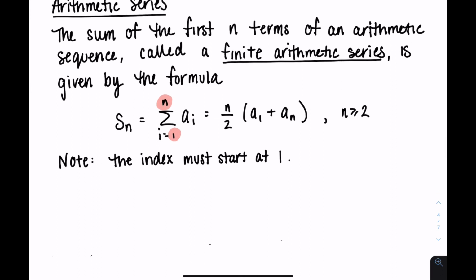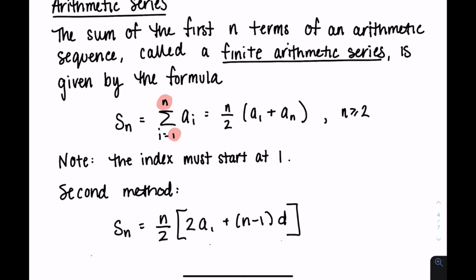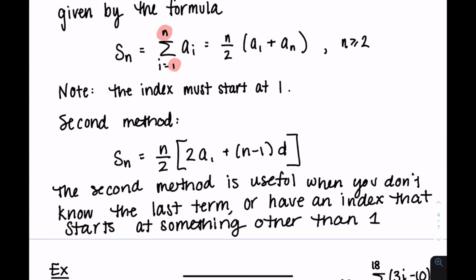So we have another formula that's going to help us out in the case that it doesn't start at 1, or that I don't know what my first or last term is. The second method is that summing up the first n terms will be equal to n over 2 times 2a1 plus n minus 1 d. The second method is going to be useful when you don't know that last term, or I have another index other than 1. So I can use this second method instead.